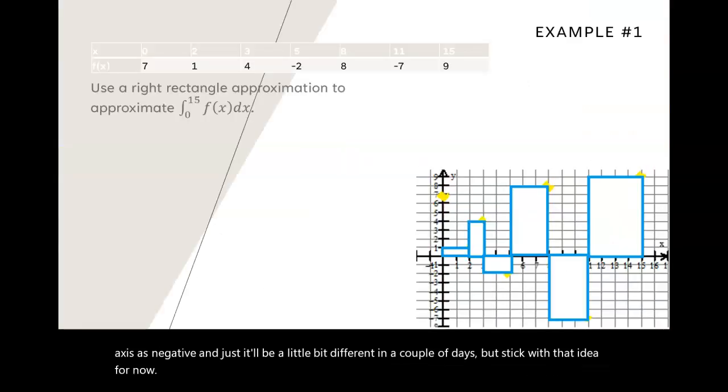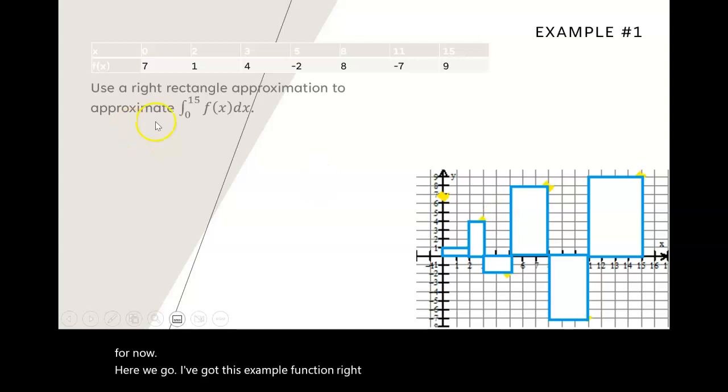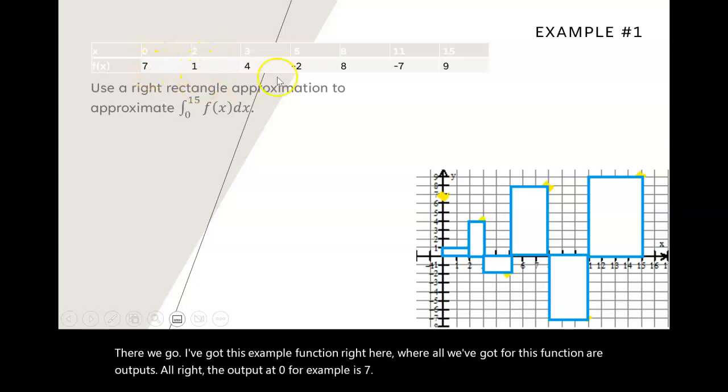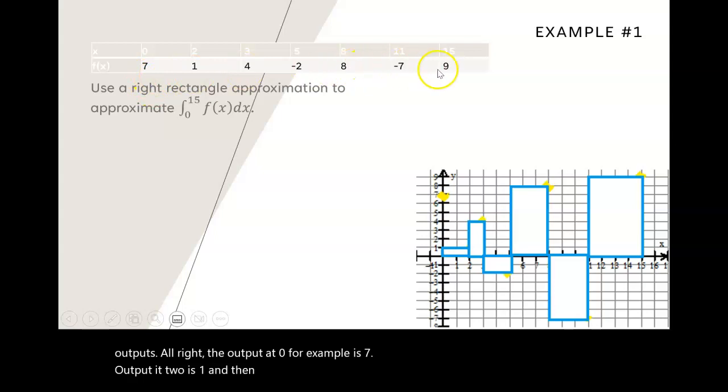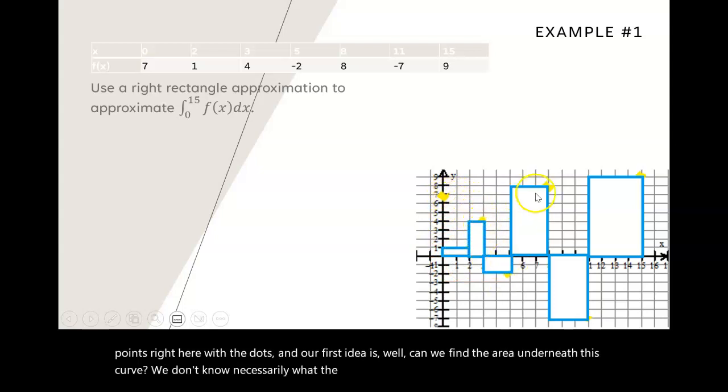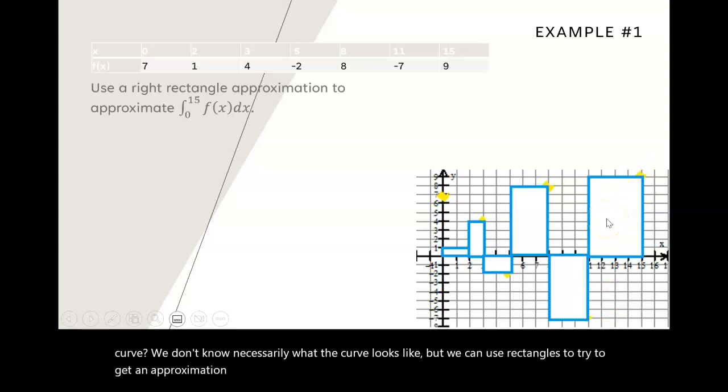Here we go. I've got this example function right here where all we've got for this function are outputs. All right. The output at 0, for example, is 7. Output at 2 is 1. And then we've got all of our outputs all the way up until 15. So I drew all those points right here with the dots. And our first idea is, well, can we find the area underneath this curve? We don't know necessarily what the curve looks like, but we can use rectangles to try to get an approximation of what the curve might look like.